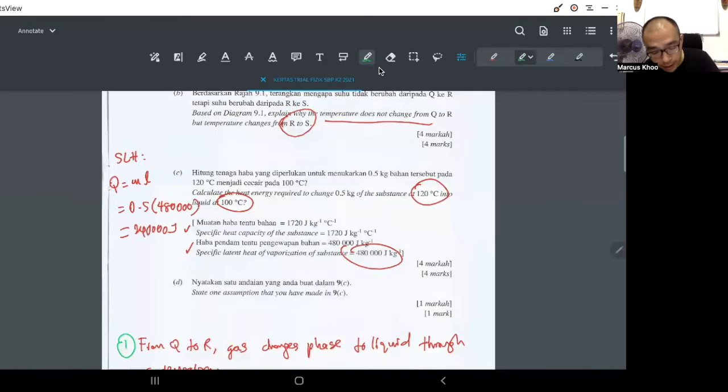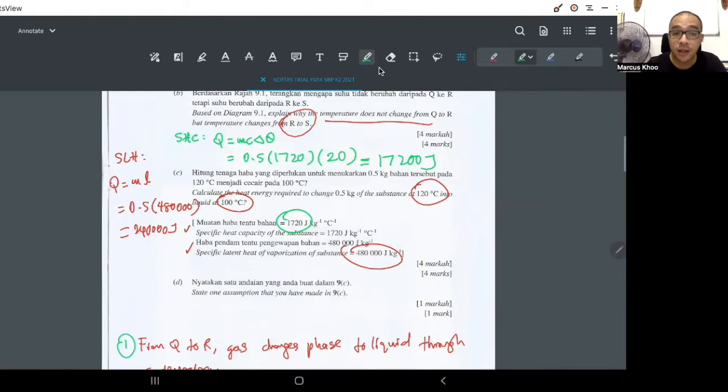Okay, the second one is the specific heat capacity. Q equals MC delta theta. M is 0.5, C is 1720 given in this question, and delta theta is 20 because it is a change of 20 degrees. Okay, so this will give you the answer of 17,200 joules.